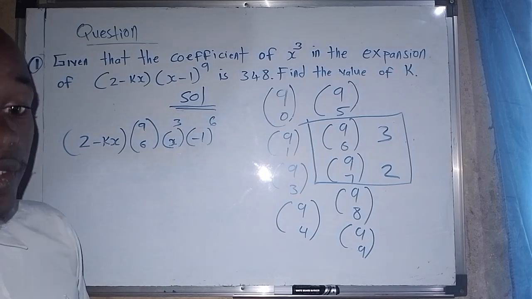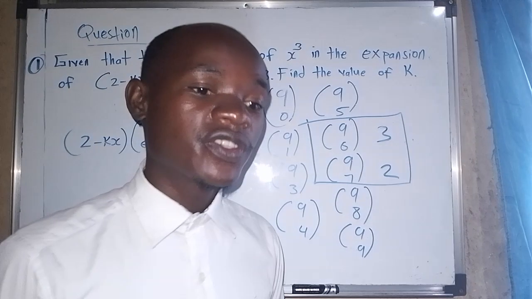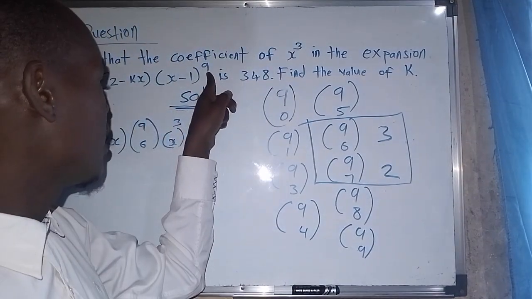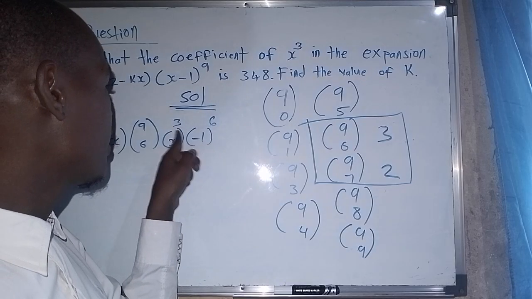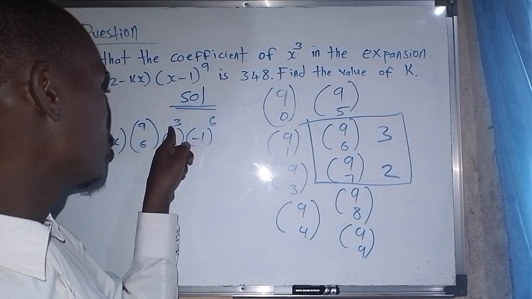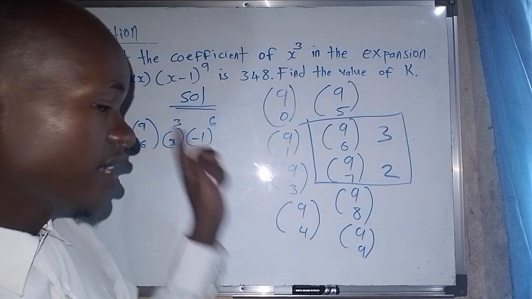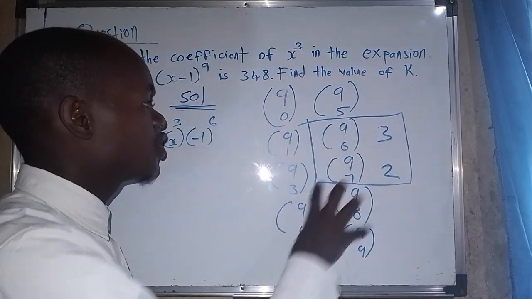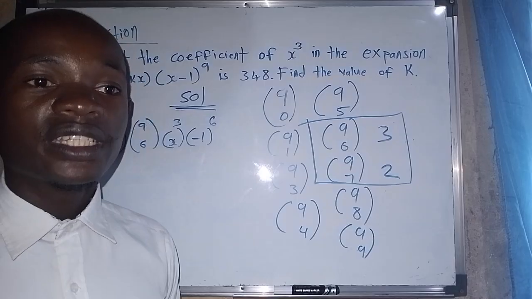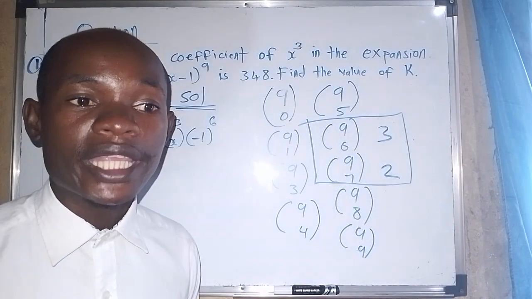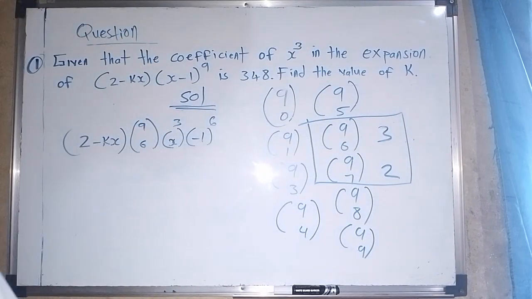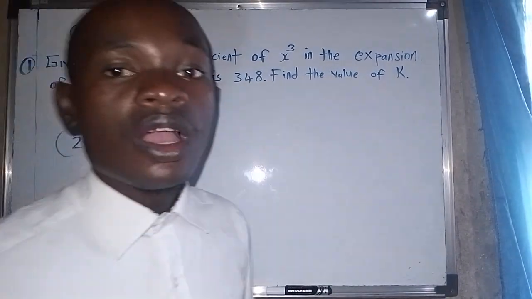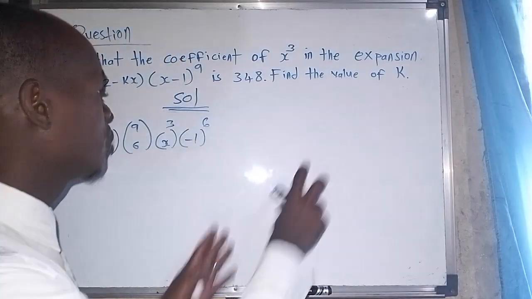So the powers in binomial always add up. If there is a power of 9, when you add the power of x and the power of negative 1, it should always give you the power of 9. That is how the binomial works. So I'm going to erase this part of the board so that you follow properly. Okay, so I've just erased the part of the board.